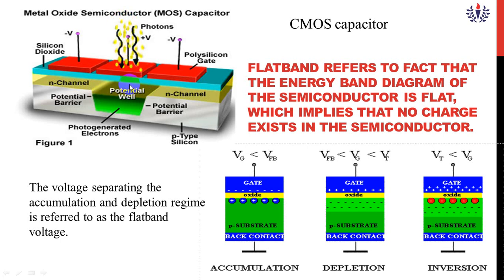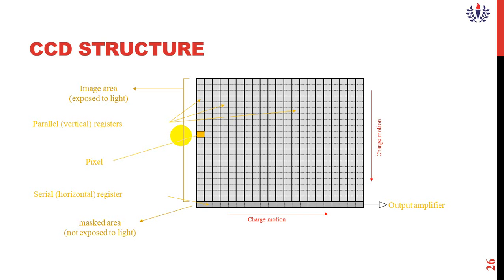It will be a light which will be immersed. Okay, so this type of concept is not applicable in a digital camera. Any doubts, students? Any doubts? Okay, you see the structure of the CCD.